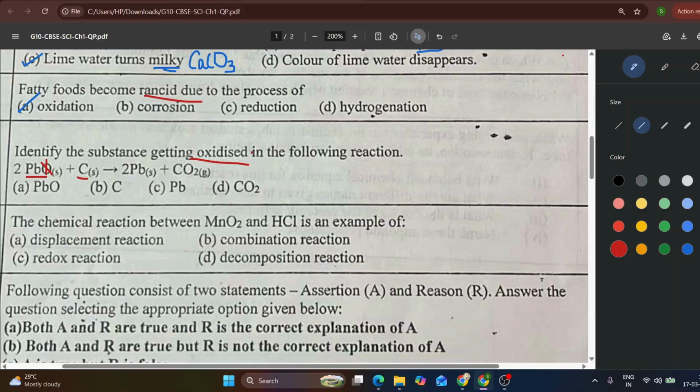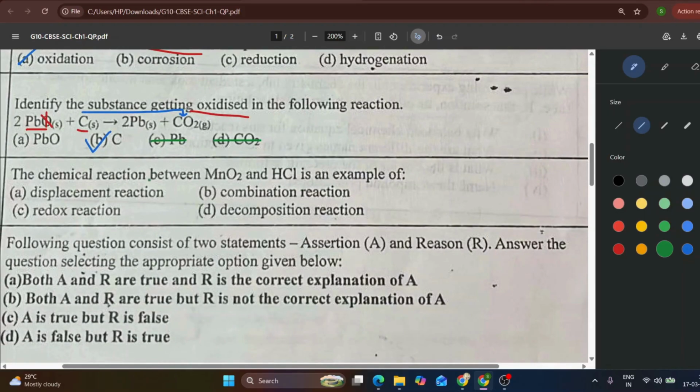But what is the question asked? They've asked which is getting oxidized. Carbon, you see, has converted to carbon dioxide. So addition of oxygen has taken place. Therefore, it is oxidized. So what is the correct answer? Carbon is the correct answer. See, you should know to neglect the options also. Product side you should not see for the answer, so definitely C and D are omitted.